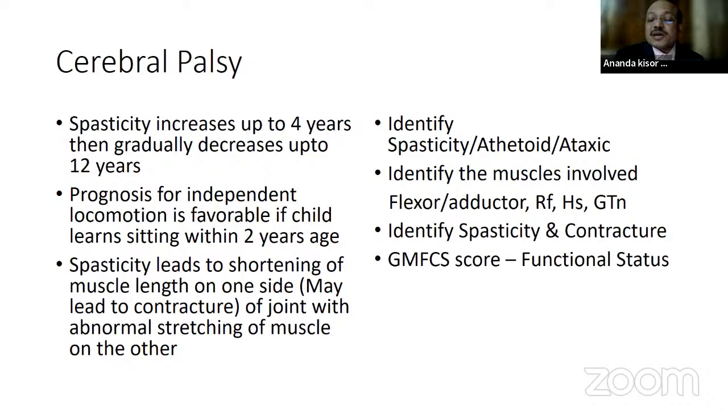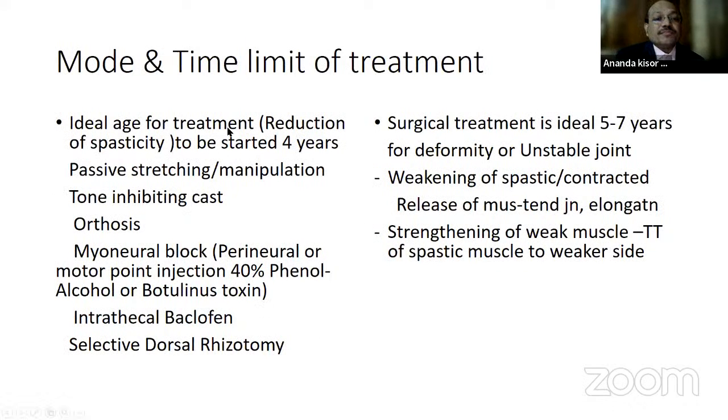What is the functional status? How is the functional status classified? That is the Gross Motor Function Classification score, the GMFC score. I will tell how to assess this GMFC score, and how to assess the tone, that is the Ashworth scale. Now, the ideal age for treatment: reduction of the spasticity is to be started at 4 years. As I already told, it is at its height up to 4 years of age, then gradually reduces up to 12 years. So before 4 years, no operation will be very successful. Any operation on the child should be done after 4 years.